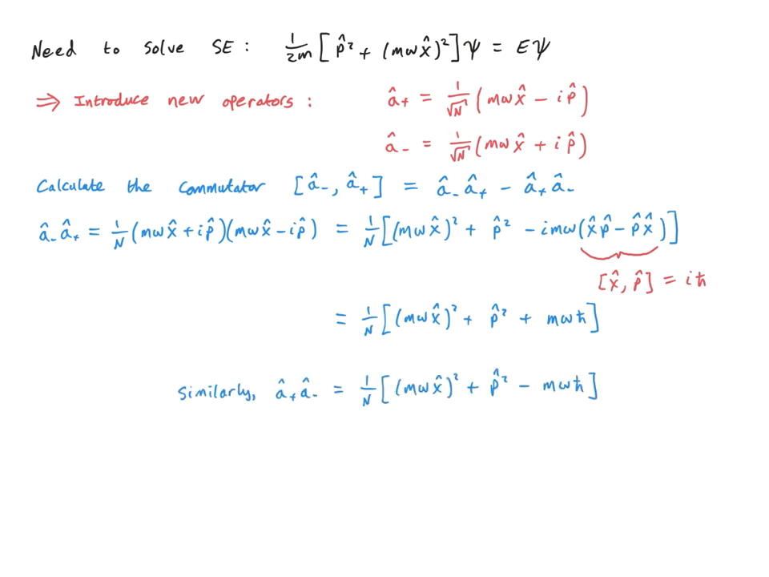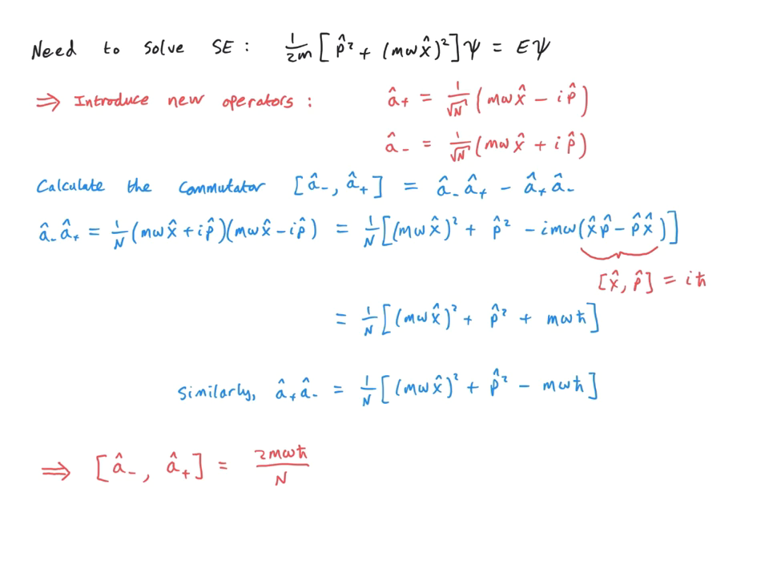Very similarly, if we form the product a plus a minus, we get exactly the same thing, except the plus mωħ turns into a minus mωħ. Maybe you can already see why that is. It's because we swap the order of these two terms here, and therefore we swap the order of this commutator, turning it from a plus into a minus. I will leave that as an exercise for you to confirm. We can then very simply form the commutator of a minus with a plus. It simply gives us 2mωħ over the normalization n.